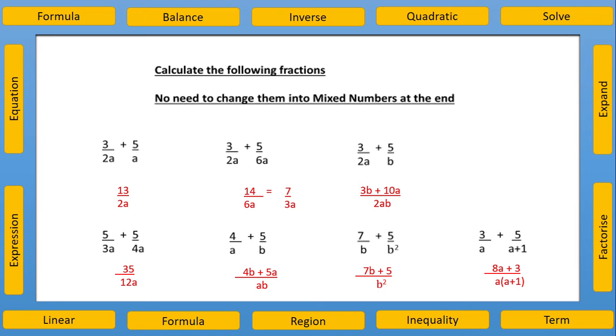Okay, some of them we didn't actually need to multiply the two denominators together. For example, the first one, the lowest common multiple is going to be 2a. All you needed to do was double the second fraction. For the second one, all you needed to do was triple the first fraction to make it into 9 over 6a. Add them together to make 14 over 6a.